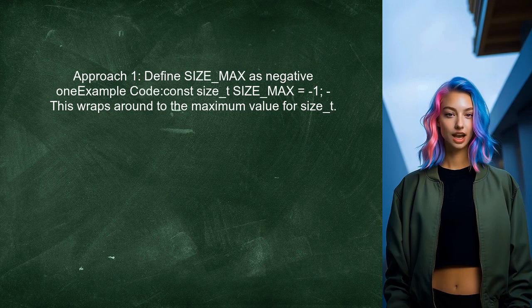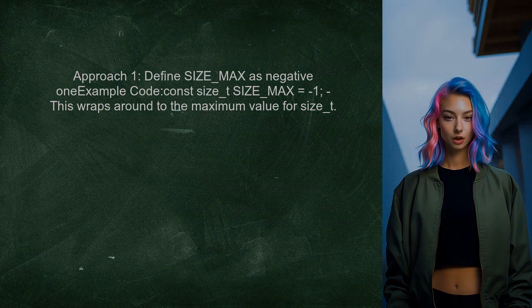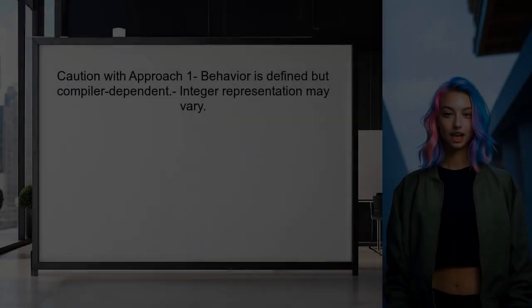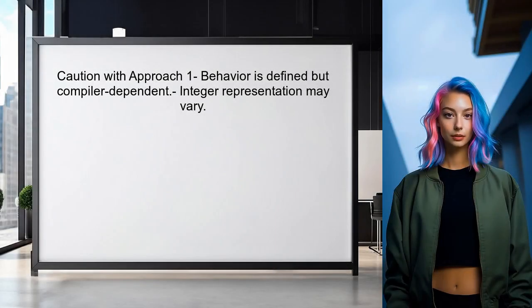This works because when -1 is converted to an unsigned type, it wraps around to the maximum value representable by that type. However, the user should be cautious with this method. The behavior is defined, but it relies on the implementation of the compiler and the representation of integers.